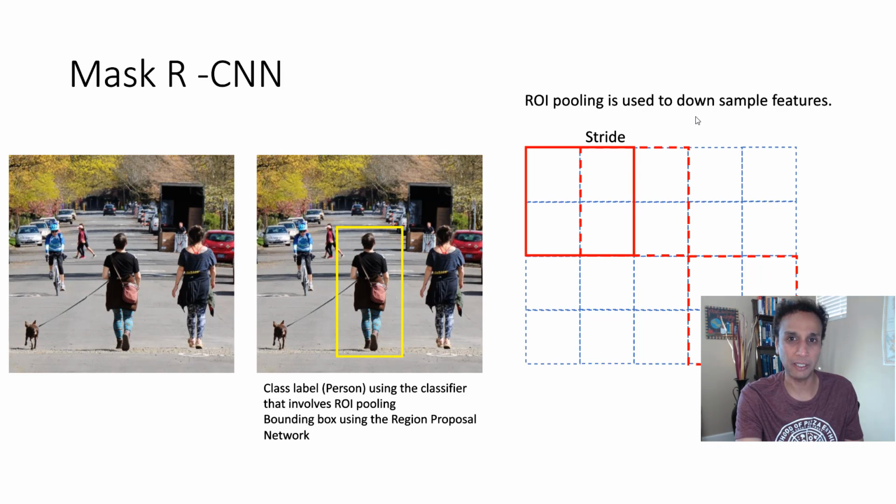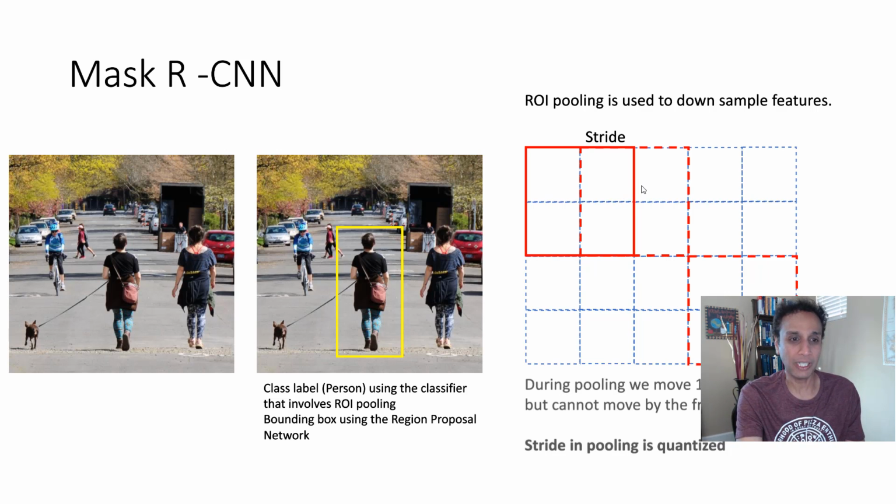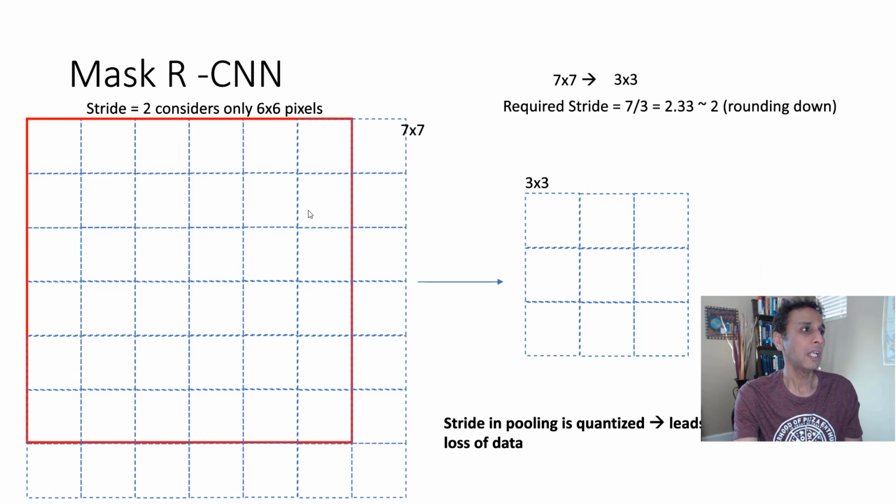So what's the problem then, if that's the case? I just want to introduce a term called stride. You probably know what it is. A stride is by how much you want to move your box to do your pooling. And that movement is quantized, right? So what does that mean? I can either move in steps of 1 or 2 or 3, but I cannot move in steps of 1.3, 1.5. Why do we need 1.3, 1.5 steps? If you look at an image right there, a 7 by 7, for example, and a stride equal to 2, it considers only 6 by 6 pixels.